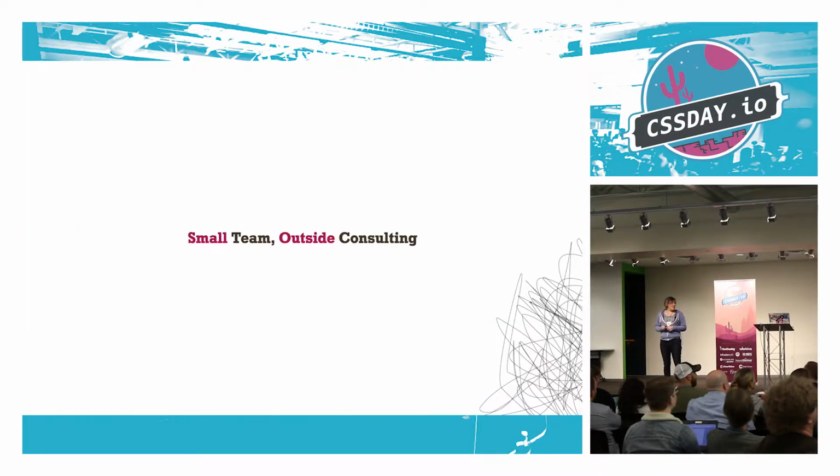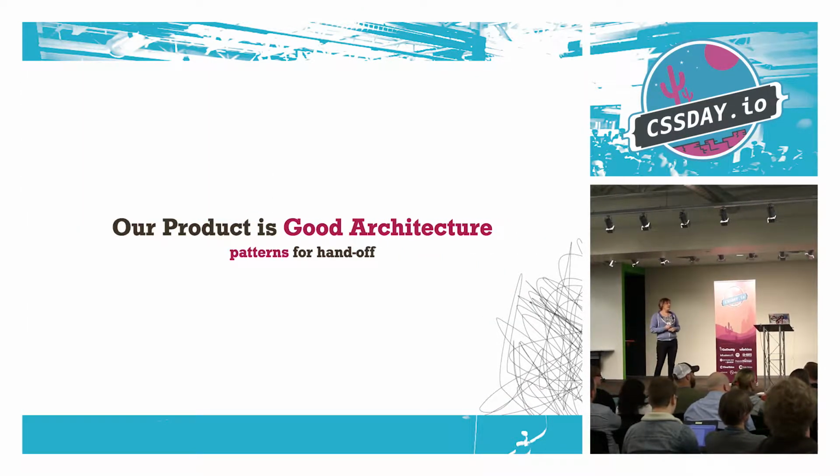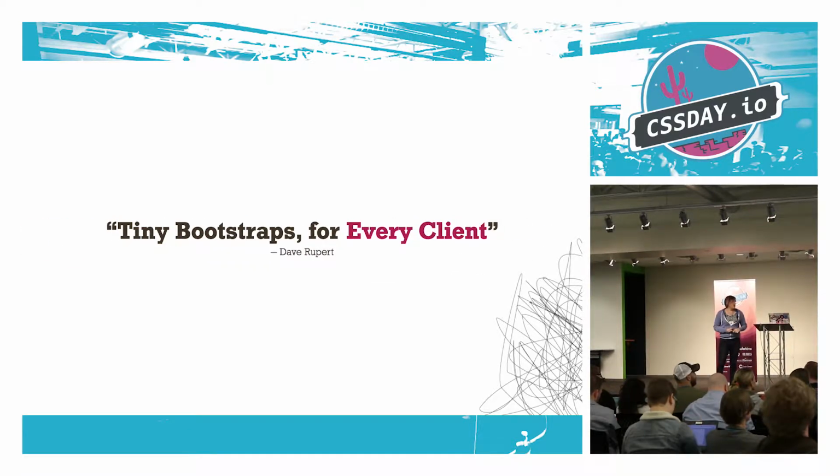Having the gathering. So we've got a small team, we're outside consultants, and our product is the architecture. What we're handing off is the start of an architecture that hopefully an internal team can keep building on, and they've got a framework in place. So that changes what we're doing compared to other teams. We're trying to build tiny bootstraps for every client, as Dave said.